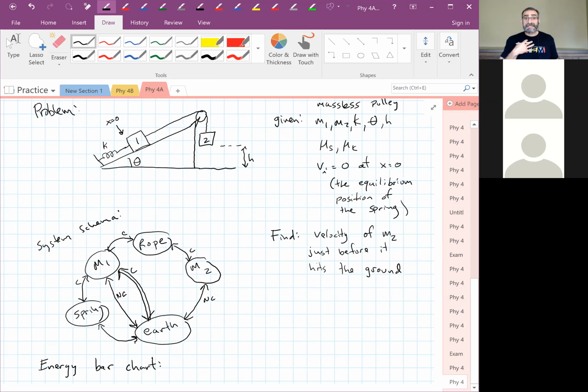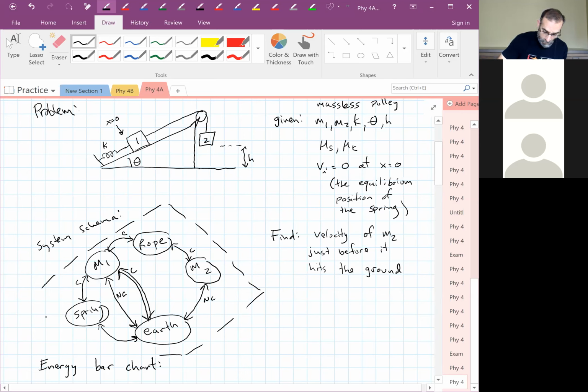Okay, so I will define the system. This is how I would normally do it. I would want to include the spring in my system because we have potential energy, and potential energy is usually the easier way to deal with it. And I'm going to include the earth in my system because I have gravitational potential energy, so I can account for changes in elevation that way. So it's usually best to try to include things in your system. I will draw my system boundary like that.